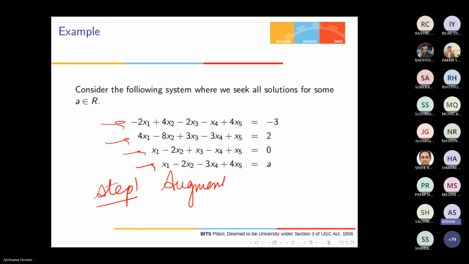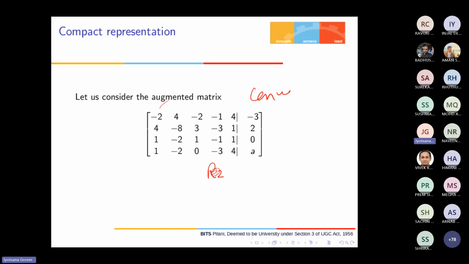So ideally for 5 variables, we should have 5 equations. No, that isn't required, because there are 5 columns, x1, x2, x3 and so on. The number of equations can be any. So you have 5 variables and 4 equations.